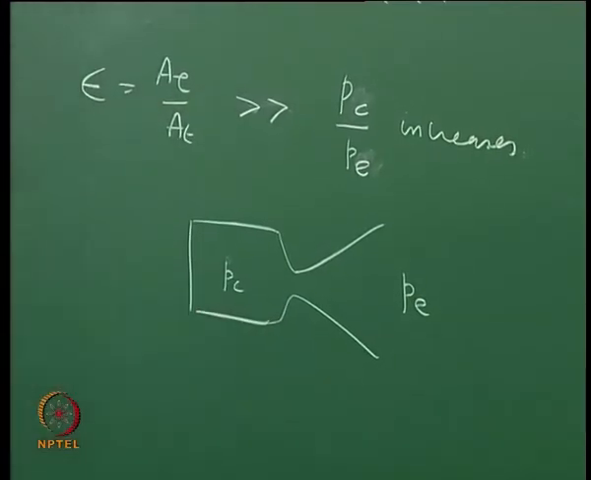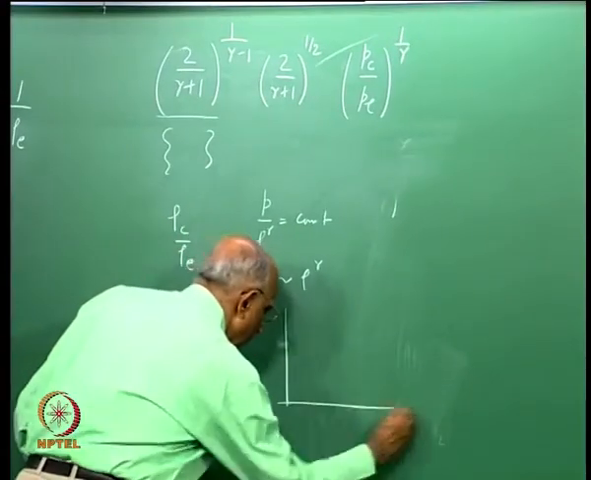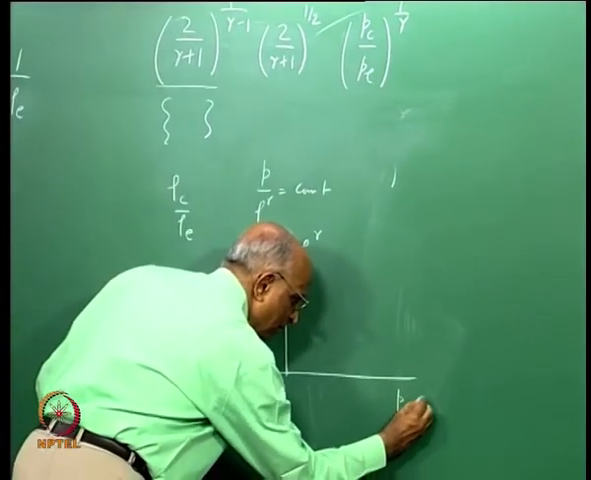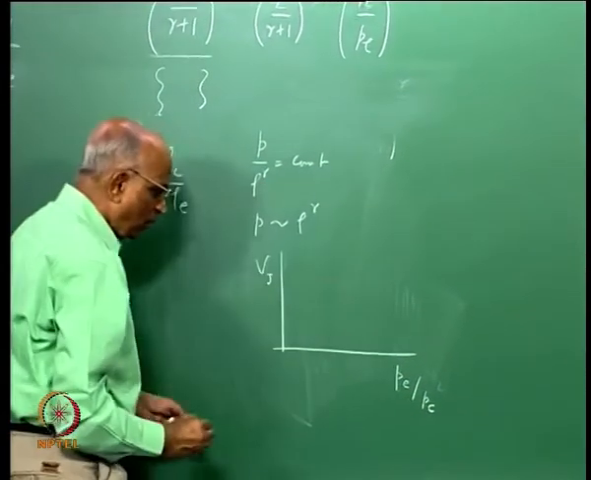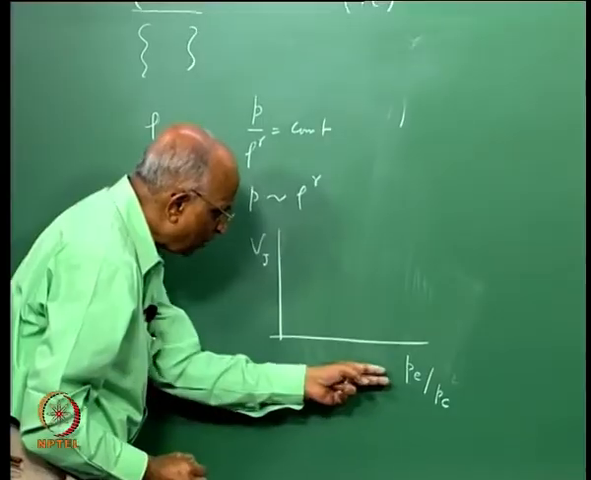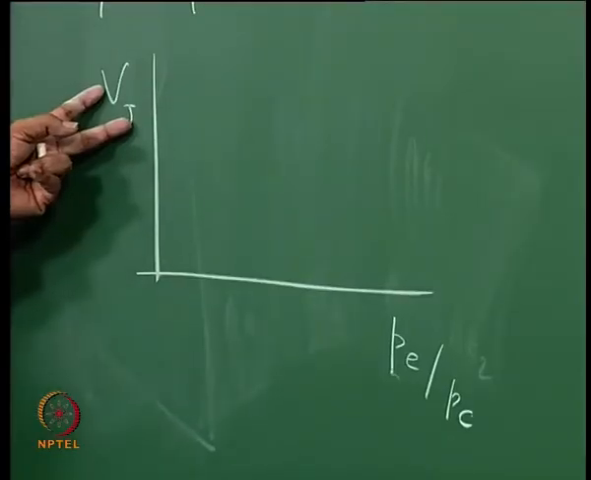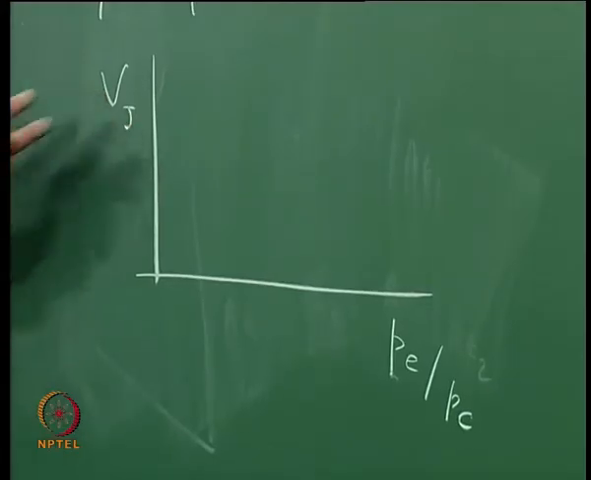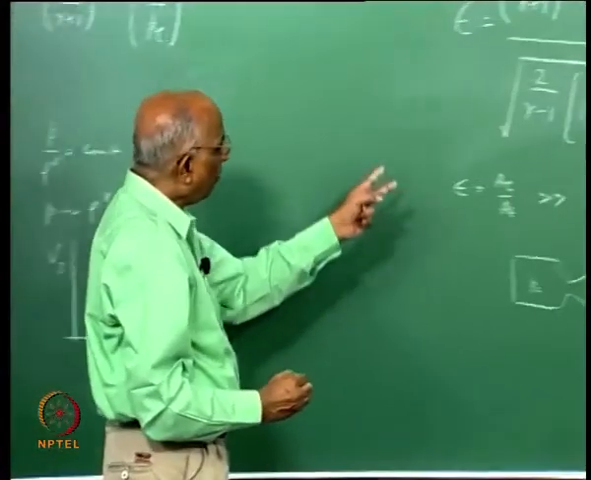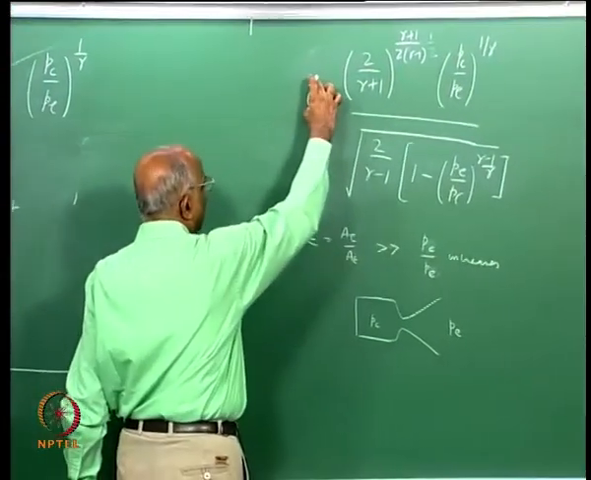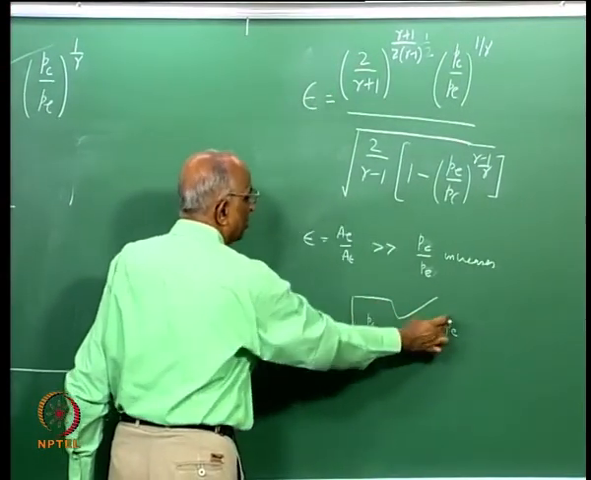I think in the plots which we plotted, you will recall we had a plot of Vj and we plotted it as a function of PE by PC. What we told was, when the value of PE by PC is small, I get a large value of Vj. Please look back, yes. And therefore, what we find from this expression is, I get a large value of area ratio when my pressure ratio is small.